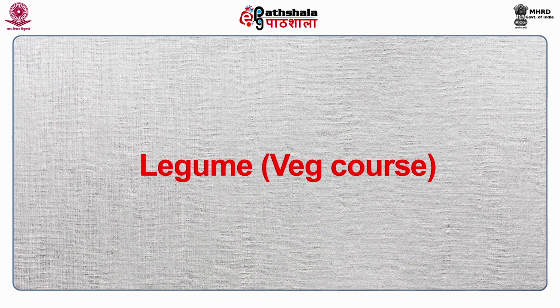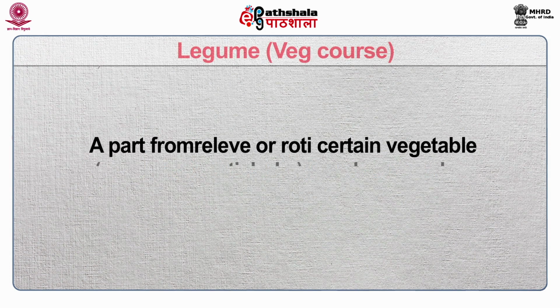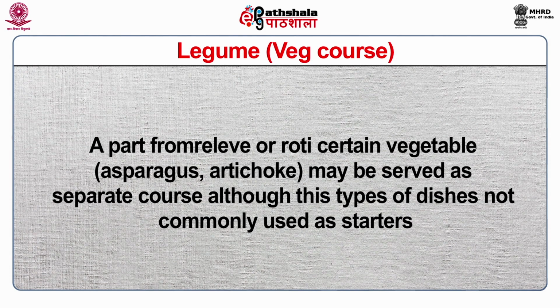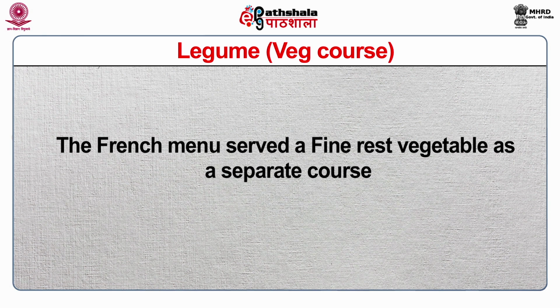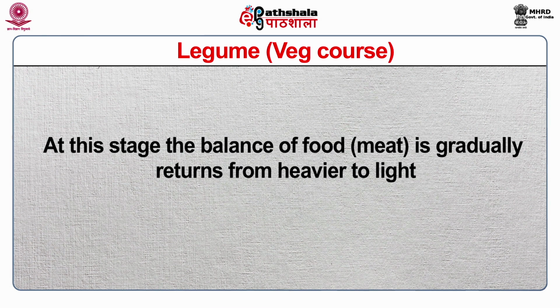The 10th course is legume, which is known as vegetable course. Apart from relevé or roti, certain vegetables such as asparagus, artichoke may be served as a separate course, although this type of dish is not commonly used as starters. The French menu served fine vegetables as a separate course. At this stage, the balance of food gradually returns from heavier to light.